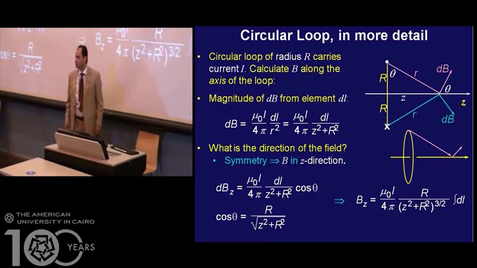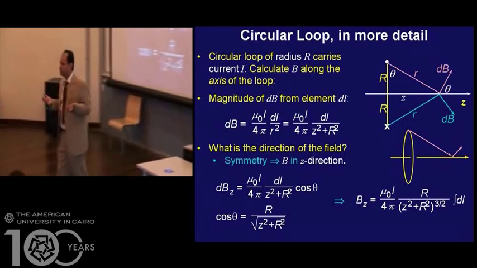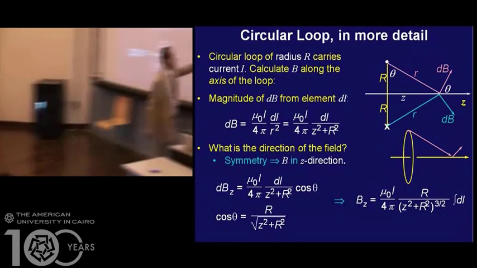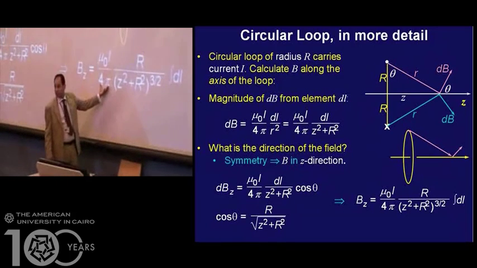I don't care about the segment. We need to find the magnetic field from the loop. So now look at this. Mu 0 is constant, it goes out of the integration. I is constant, it goes out of the integration. Same goes for the 4 pi.